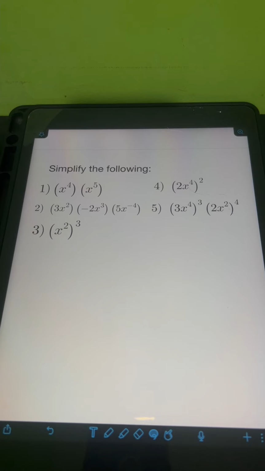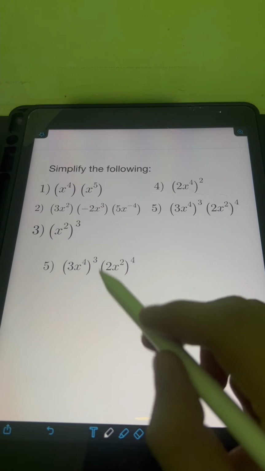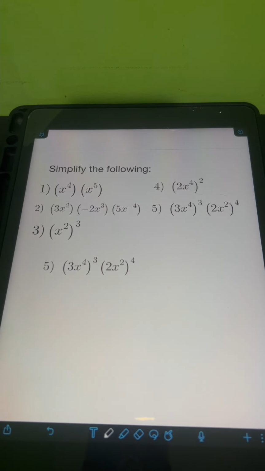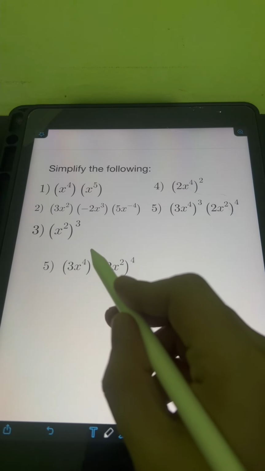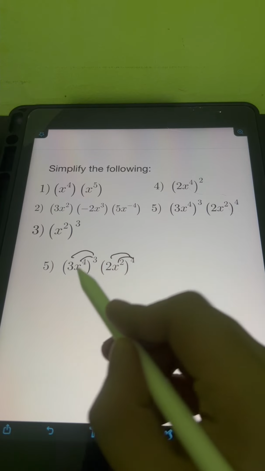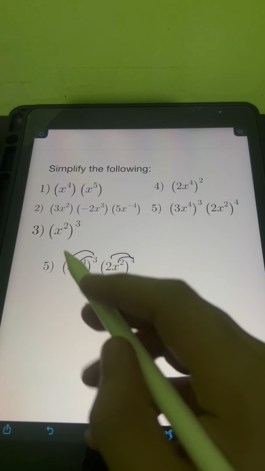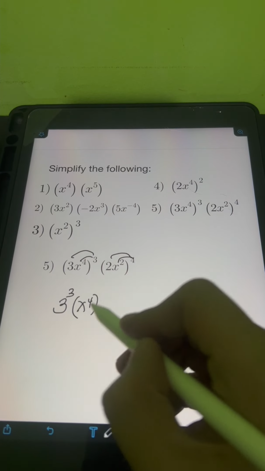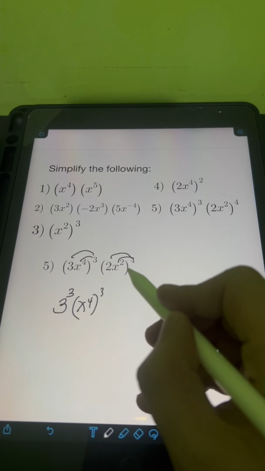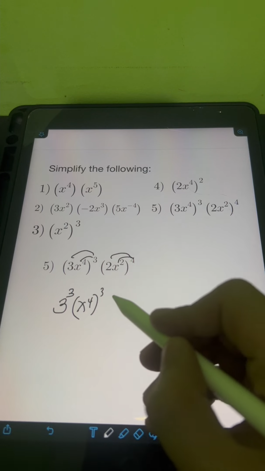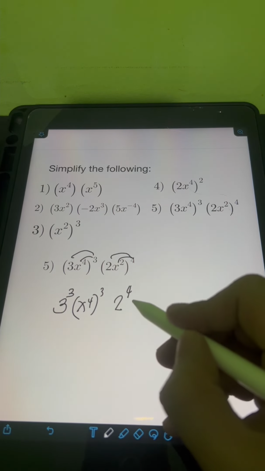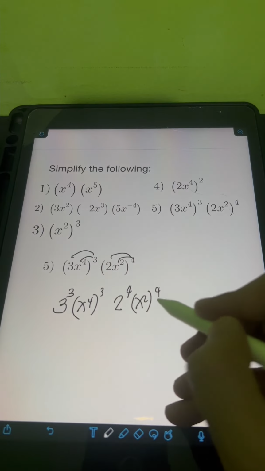Next, for number 5, we have 3x to the 4th quantity raised to the 3rd times 2x squared quantity raised to the 4th. So we can apply first the power of a product law. So we can distribute the exponent first here. So we will have 3 cubed, then x to the 4th cubed. Likewise for this one, applying the power of a product law, distribute the exponent 4. We will have 2 to the 4th times x squared raised to the 4th.